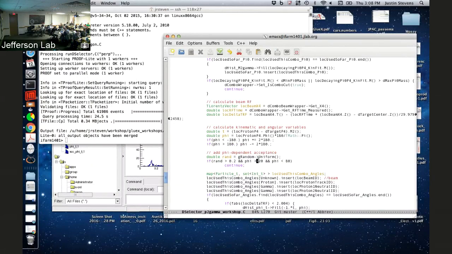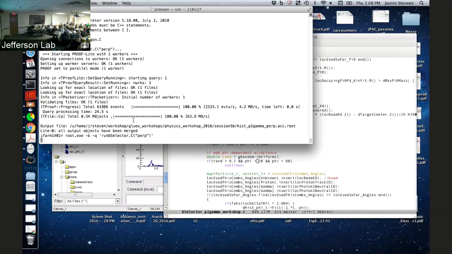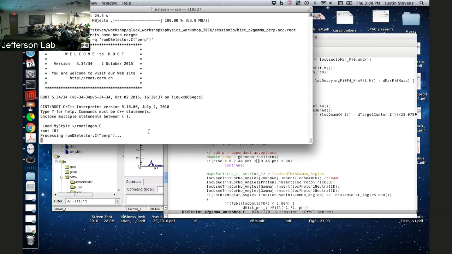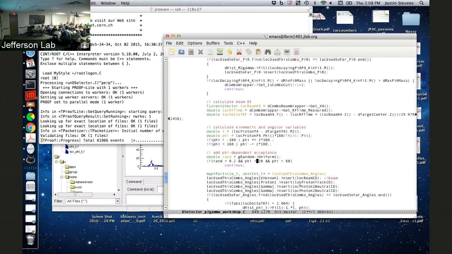Okay, so once you have that code added, you can go back and process the para and the perp runs again with this deselector, which is going to create your new histogram files that will have this inefficiency artificially inserted in the detector.